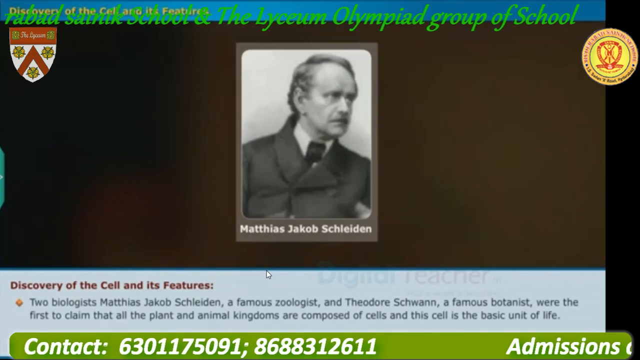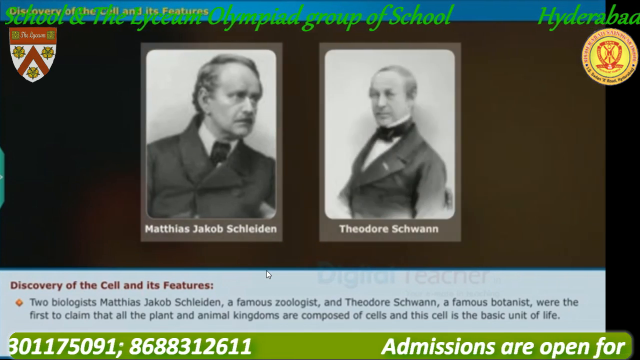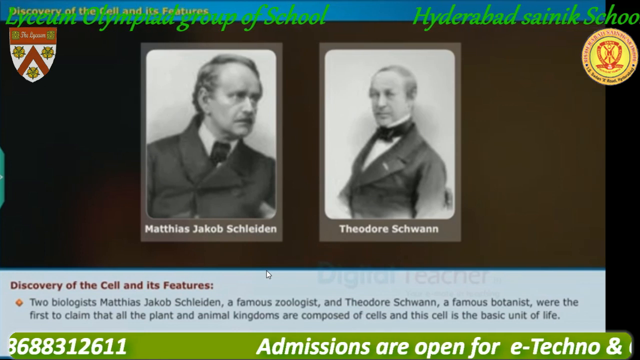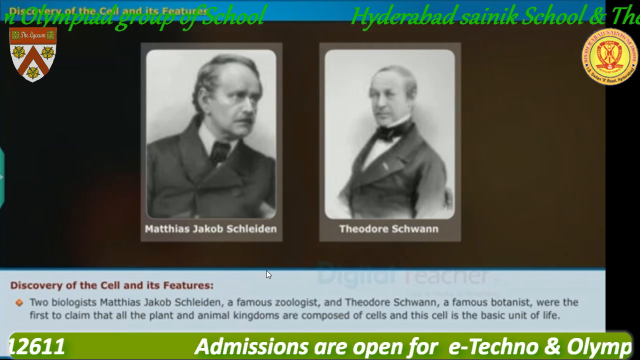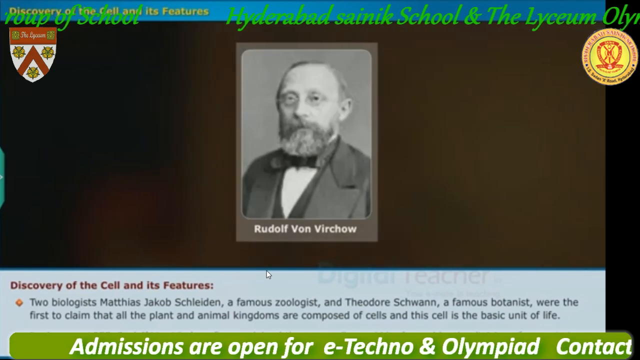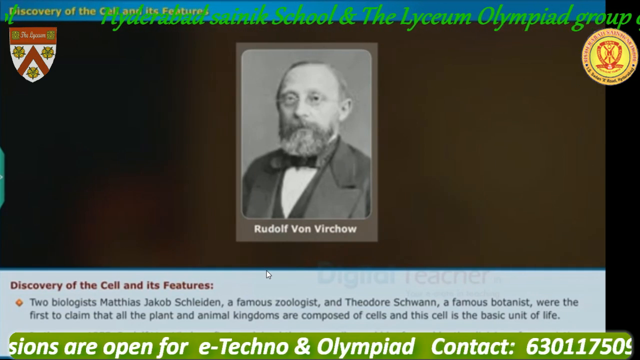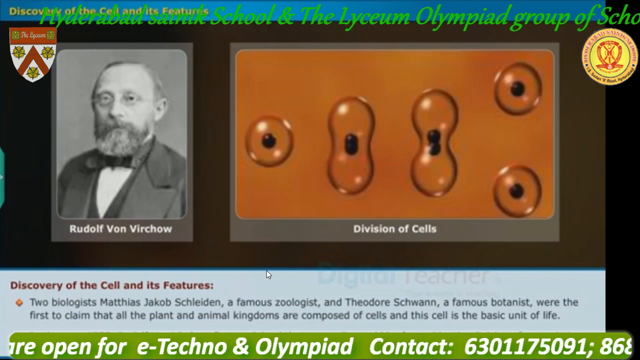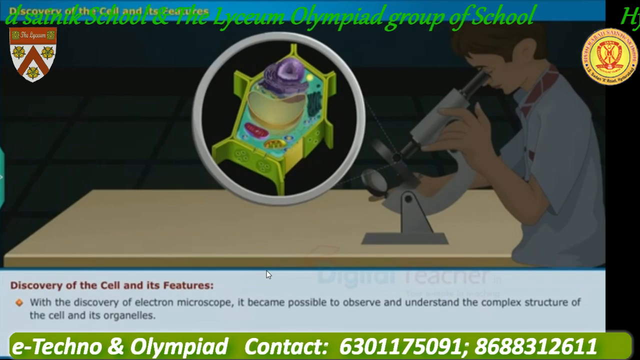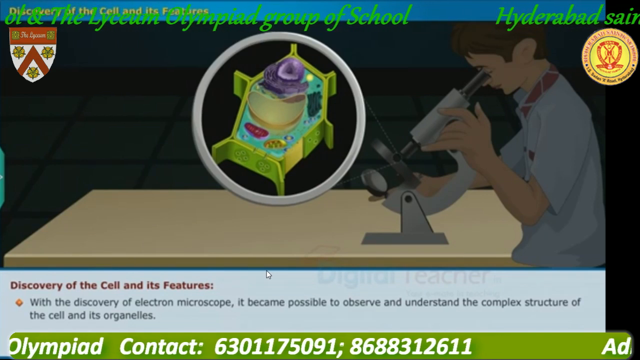Two biologists, Matthias Jakob Schleiden, a famous zoologist, and Theodor Schwann, a famous botanist, were the first to claim that all the plant and animal kingdoms are composed of cells, and this cell is the basic unit of life. In the year 1855, Rudolf von Virchow first explained that new cells would be formed by the division of pre-existing cells. With the discovery of electron microscope, it became possible to observe and understand the complex structure of the cell and its organelles.